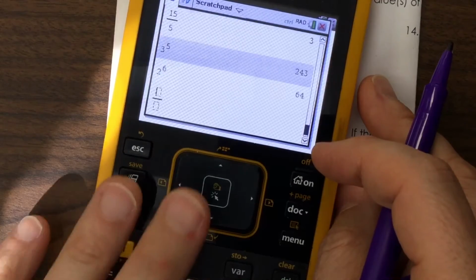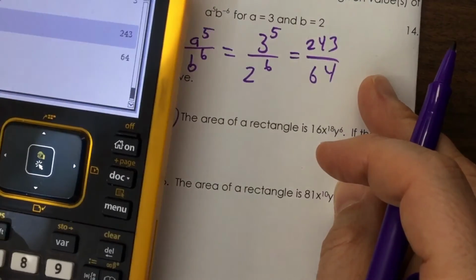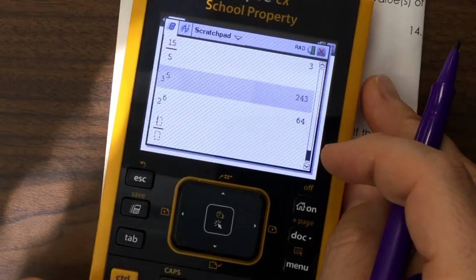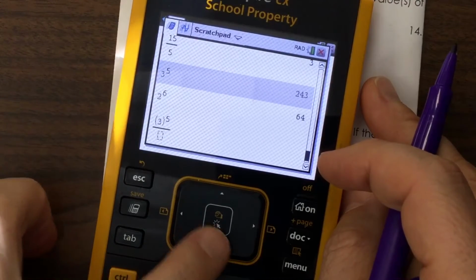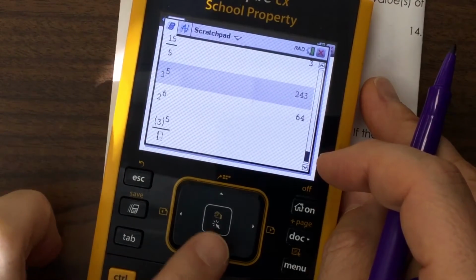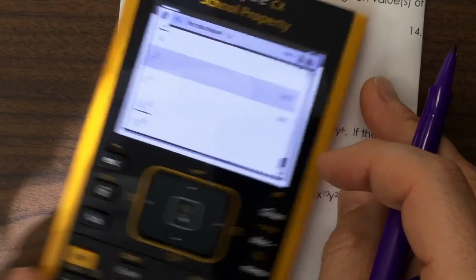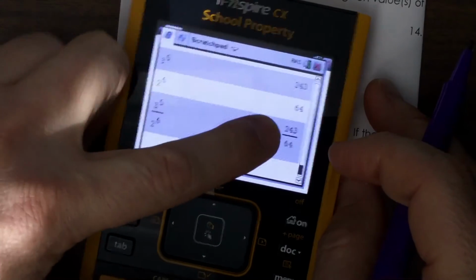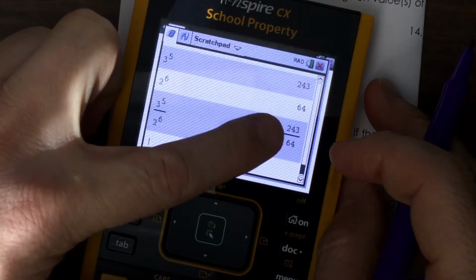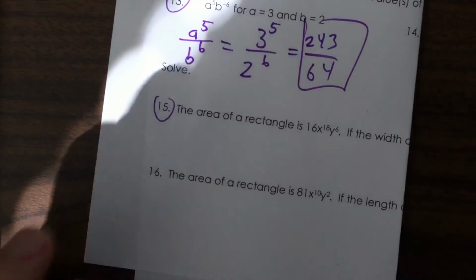I'm going to do control divide to get my fraction template, and I'm going to put in 3 to the 5th divided by 2 to the 6th. So 3 in parentheses to the 5th divided by 2 in parentheses to the 6th. Push enter. That's the same answer, and since it didn't reduce down to something else, that's as reduced as that can get. So that is my answer. Okay, one more and we're done.